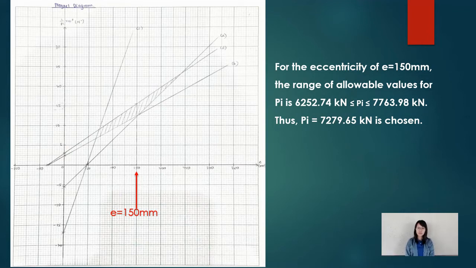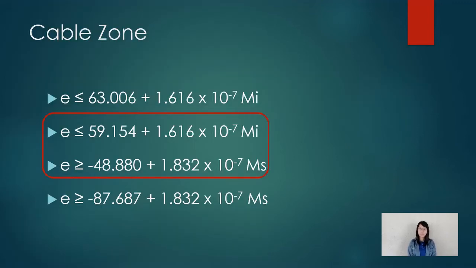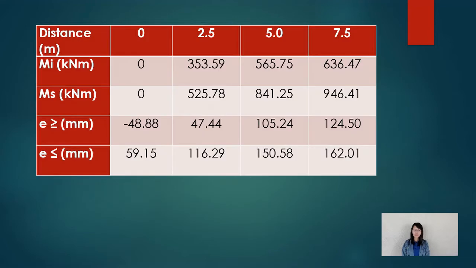Thus, the prestress force chosen was 7279.65 kN. For the cable zone, 4 inequalities were formed by substituting the prestress force obtained from the Magnel diagram. 2 inequalities were chosen for further calculations for the cable profile. Substituting values into the 2 inequalities for the eccentricity yielded a range of possible values for moment at transfer and moment at service as shown in the table.